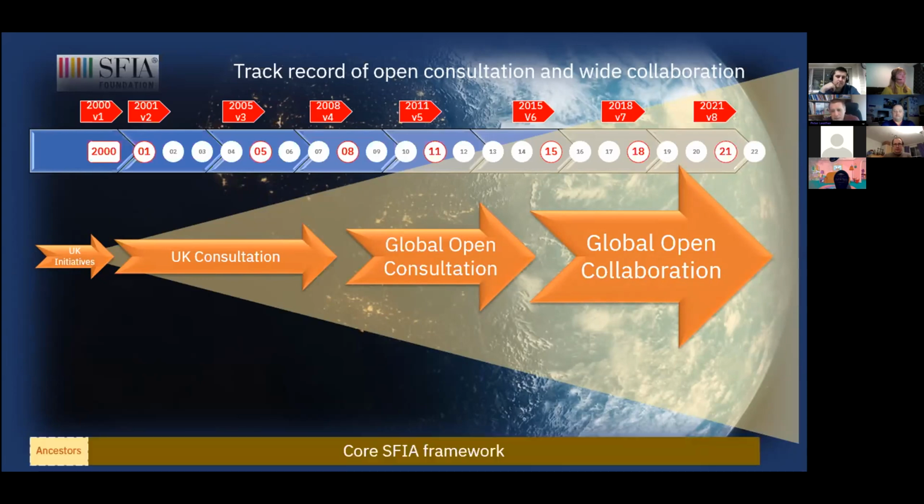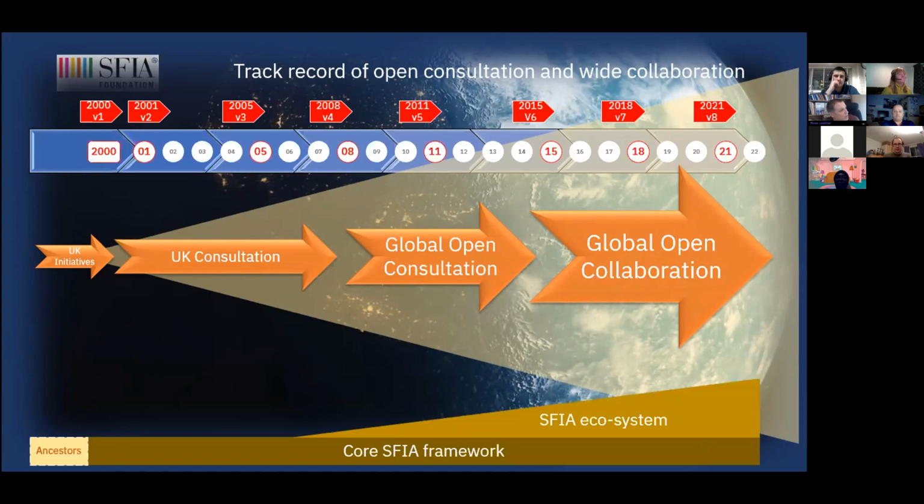Over the last 10 years or so, down the bottom there, I was trying to point out that the Sophia efforts has gone from just that core framework to being a broader ecosystem of people using Sophia and having different tools and resources to help people get the most out of Sophia. And that's important for what we're doing today because the mapping to bodies of knowledge and similar frameworks is one of those elements.